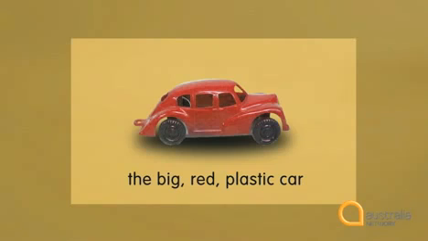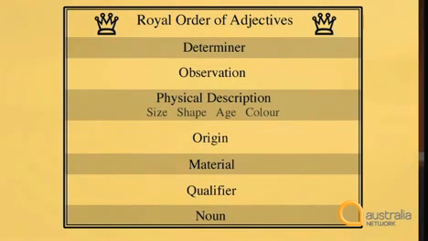Notice that the adjectives are usually separated by commas. But why don't we call it the red plastic big car? How do you know which order to put the adjectives in? Well, for native speakers, it's just that it sounds right. But luckily, there are some rules. It's called the Royal Order of Adjectives. Let's have a look at it.